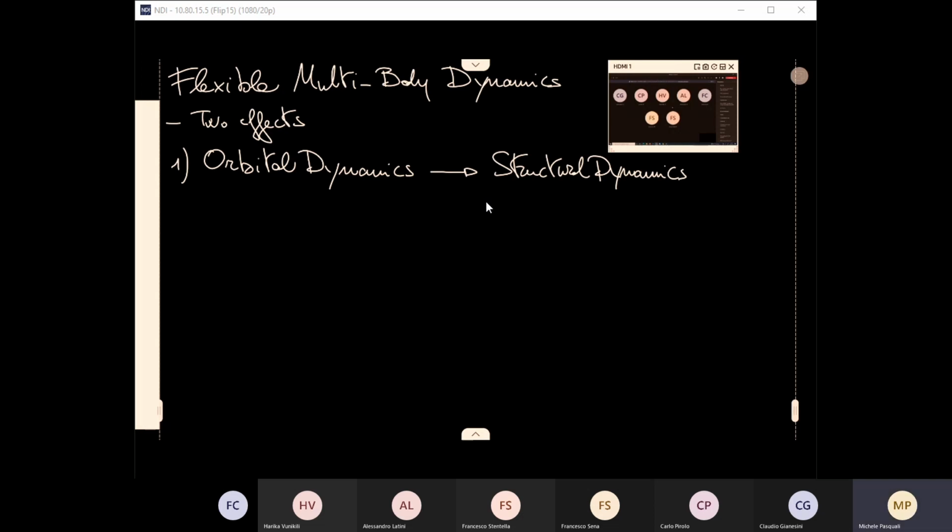This coupling is a one-way coupling. What does this mean? It means that typically the position that you occupy during your planned mission will influence the structural dynamics, but not the converse. Okay, the converse is not true. What does this mean? For example, let's take into account the effect of gravity.